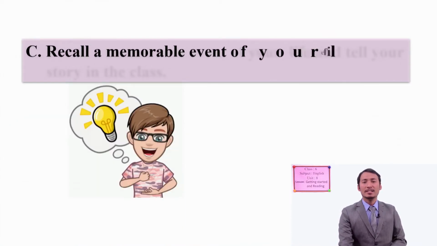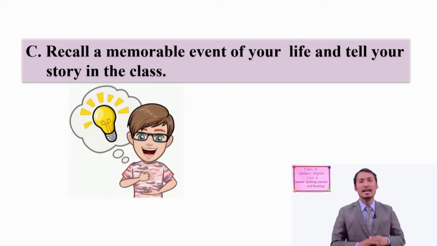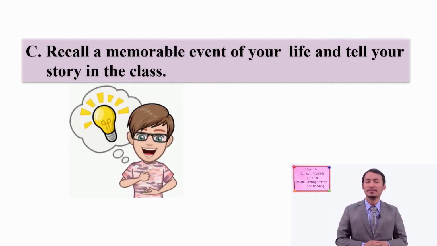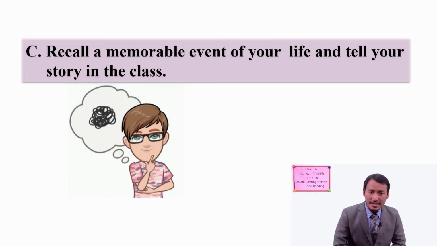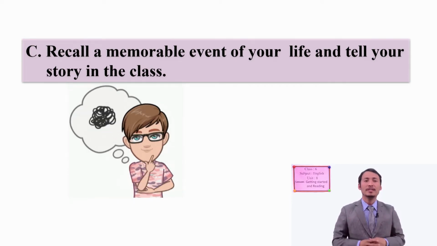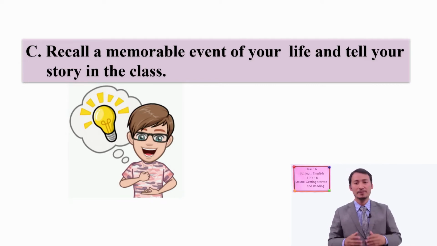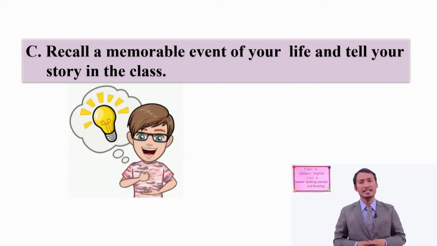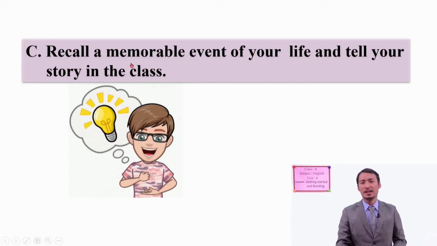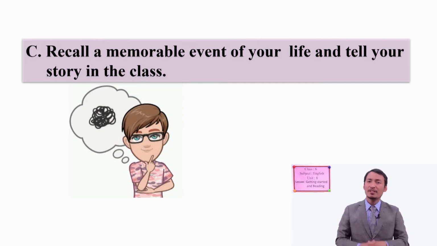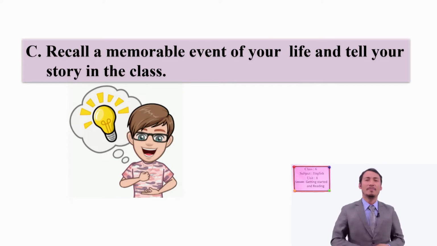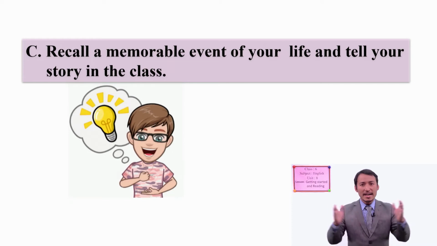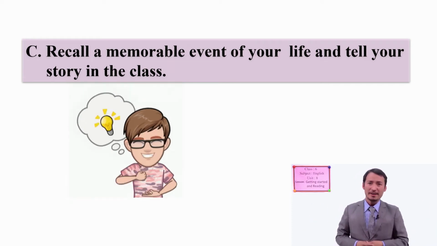Now, let's talk about the exercise that we have under the poem. Okay, this is exercise C. It tells you to recall a memorable event of your life and tell your story in the class. Do you know what is a memorable event? A memorable event is something that you cannot forget, or it gives you pleasure, it gives you happiness when you remember it, right? What are those memorable events you remember now?